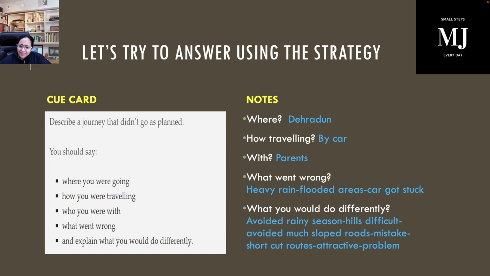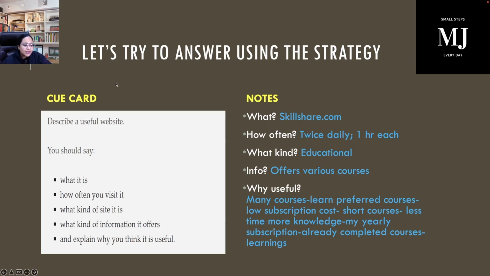Let's take another example. The cue card 2. Describe a useful website. Okay, that is my main question. What are my sub questions? You should say from number 1 what it is. So definitely a factual one. Now, what is skillshare.com? How often do you visit it?